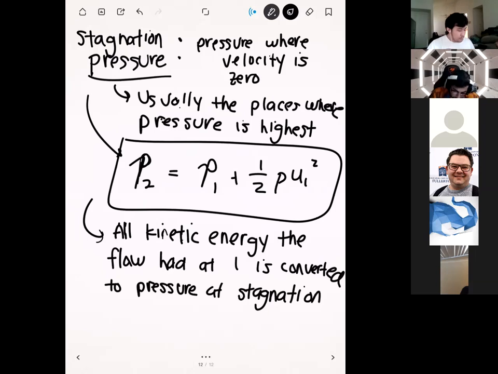Okay. And so at the stagnation, we know that velocity is going to be 0. So any kind of kinetic energy that you had before, all that's going to be converted to pressure. And that's why the pressure has to rise at these stagnation locations. So these locations, stagnation points, stagnation pressures, are going to be really important for a lot of flows. And if you're doing any kind of aerodynamics, that's going to be really important.